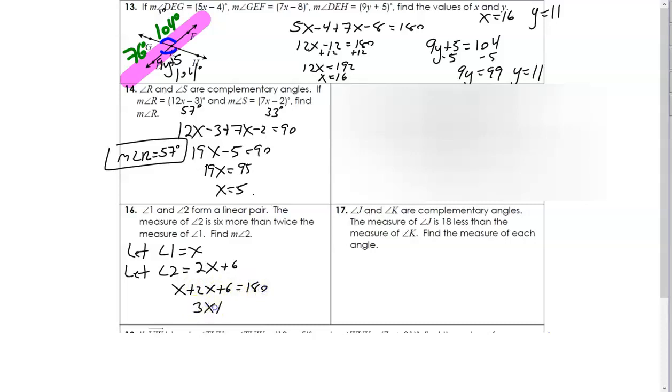That is 3x plus 6 equals 180. So 3x equals 174. And 174 divided by 3 gets me 58. So x is looking like it's 58. We'll check it out. Well, if angle 1 is 58, angle 2 would be 2 times 58, which is 116, plus 6 is 122. And notice together these equal 180. So the measure of angle 2 is 122 degrees.